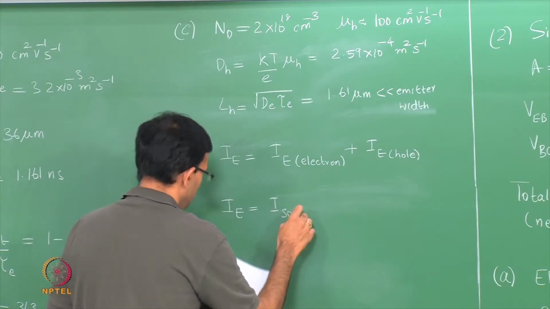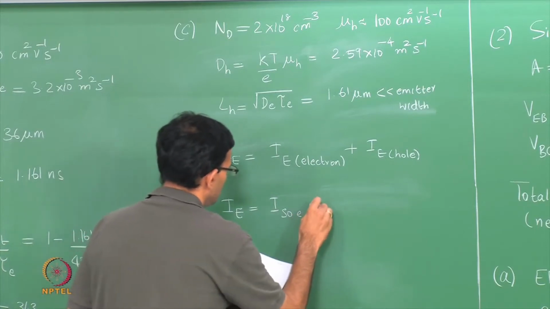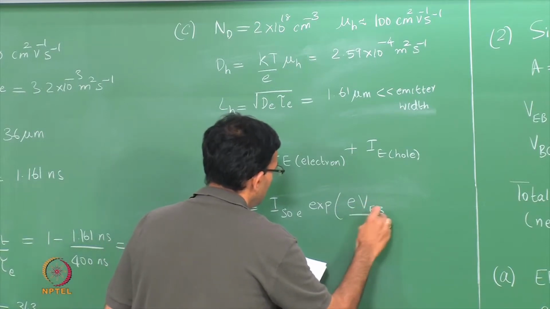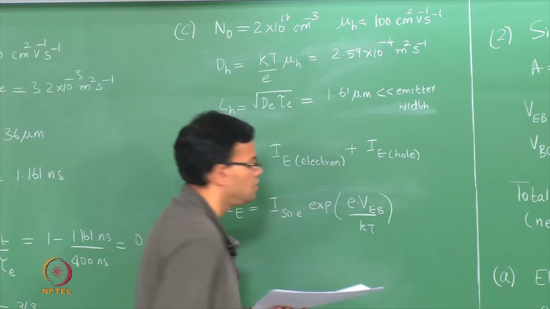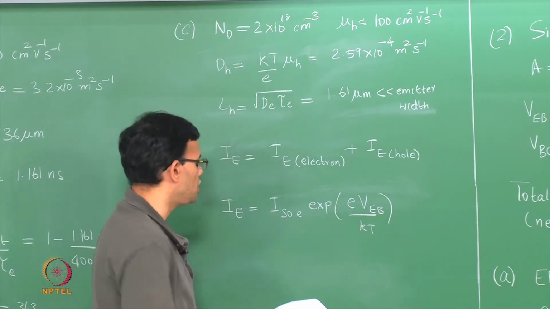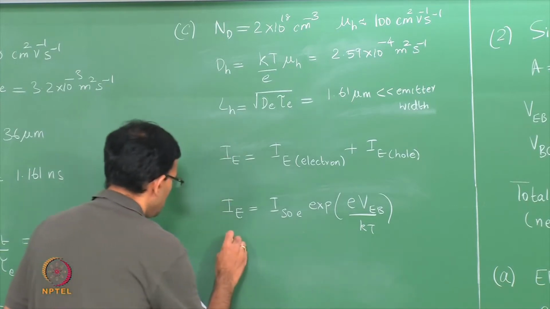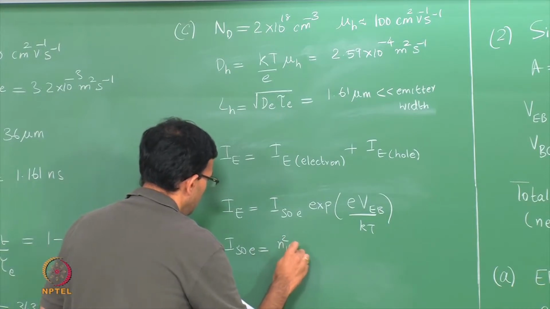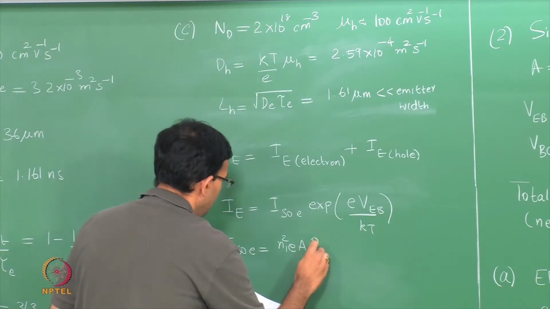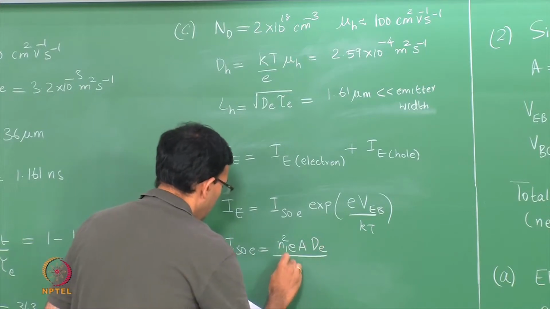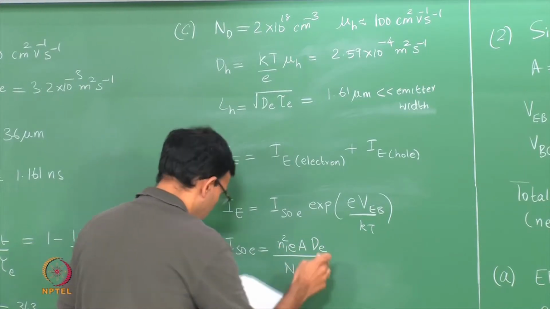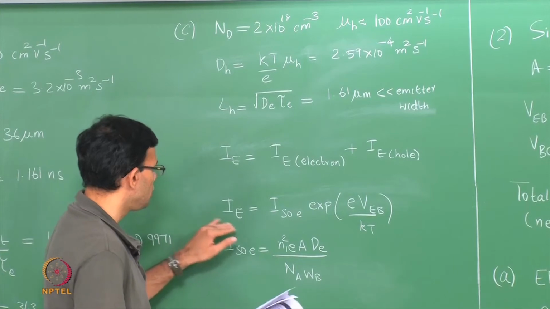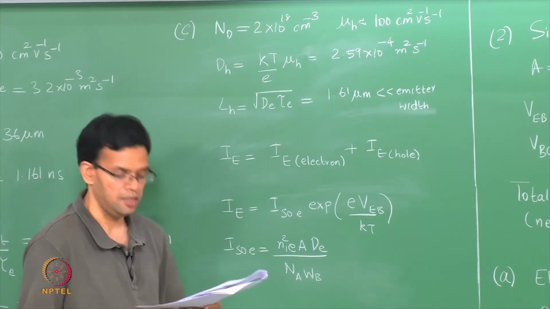by I S naught for the electrons, exponential E V E B over k T. So, this is similar to the equation for a p-n junction in forward bias. I S naught is nothing but Ni square E over A dE over Na Wb. So, again all the numbers are essentially known. So, we can calculate the value for IE.